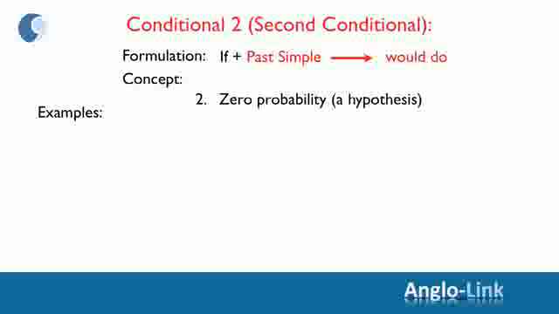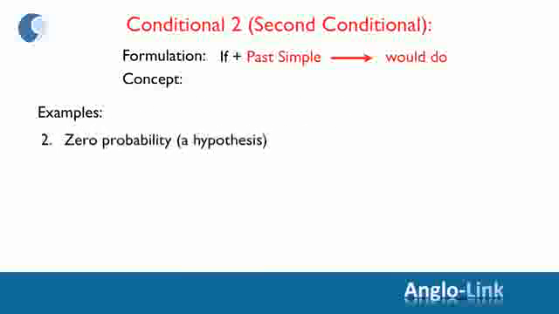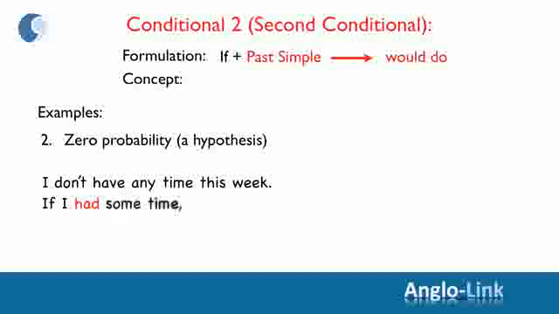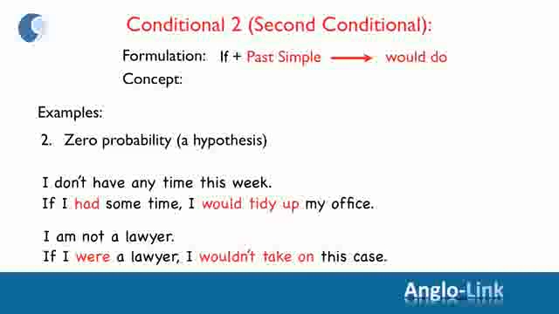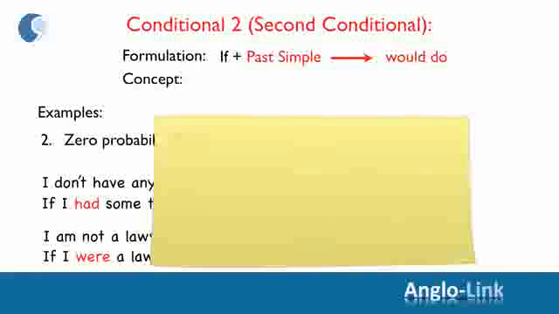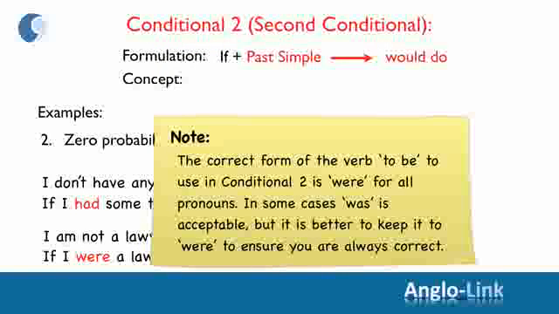Right, let's look at some examples of zero probability or a hypothesis. I don't have any time this week, but I can imagine what I would do if I had time. If I had some time, I would tidy up my office. Or a completely unreal or hypothetical situation. I'm not a lawyer. If I were a lawyer, I wouldn't take on this case. Note that the correct form of the verb to be to use in conditional 2 is were for all pronouns. In some cases, was is acceptable, but it is better to keep it to were to ensure you're always correct.